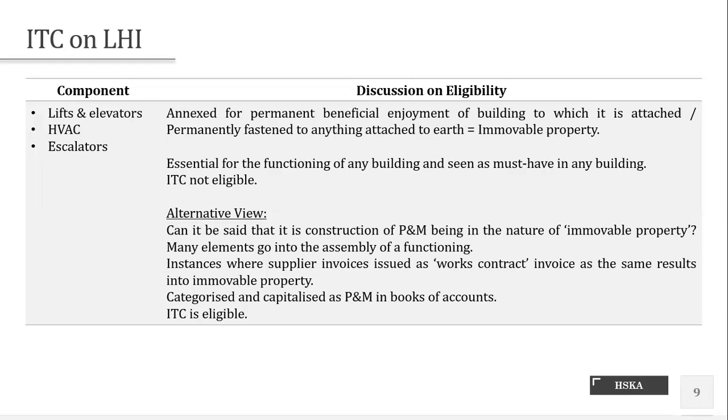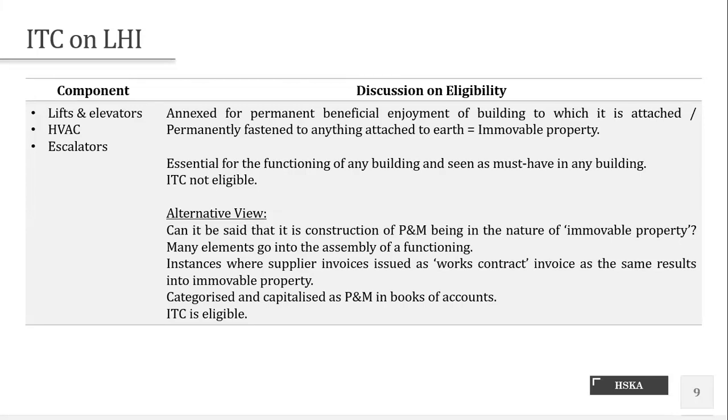However, I had another alternate view. If we read 17.5 C and D, it says if it's for construction of immovable property other than plant and machinery. So 17.5 C and D carves an exception that if a plant and machinery is constructed which is immovable in nature, then the disallowance under 17.5 will not apply. Now, if we break down these lifts, escalators, HVAC, and elevators, it is not one machine that is taken from somewhere and installed into my building. Rather, there are many components that go into the lifts.